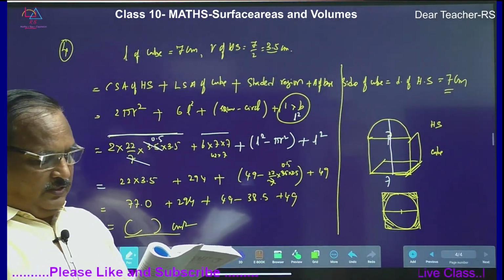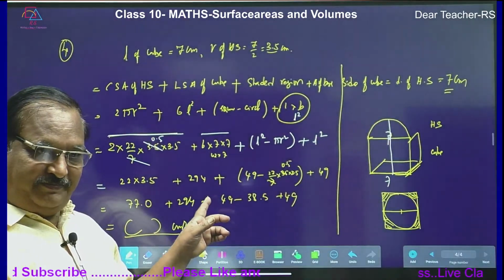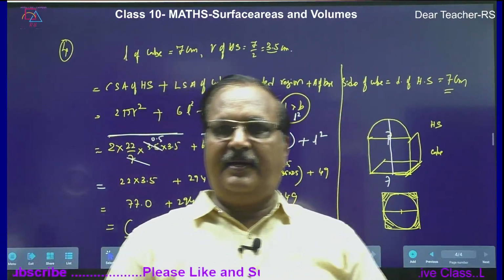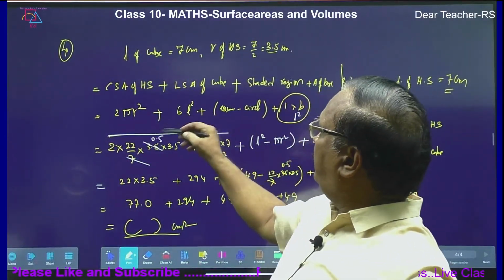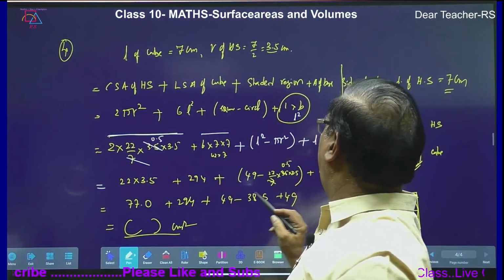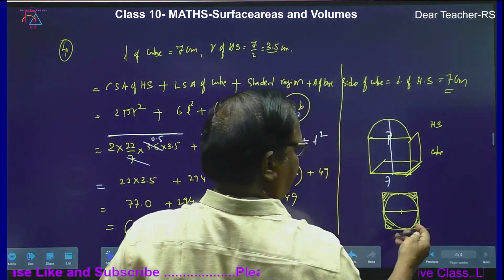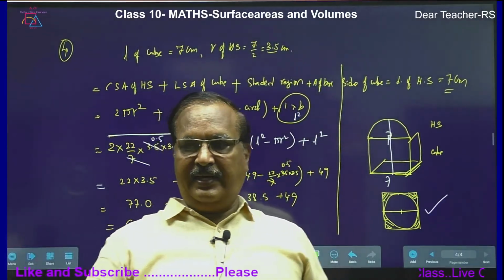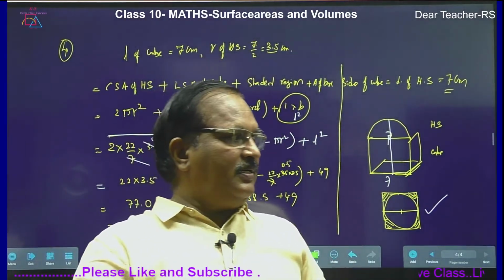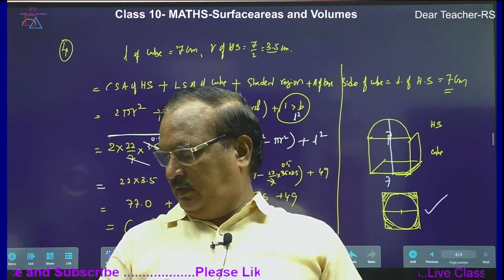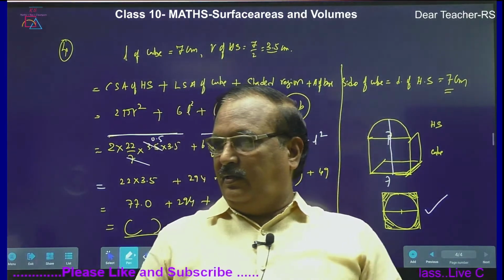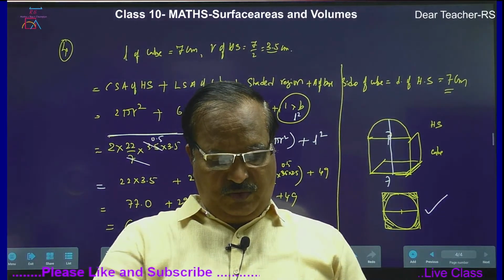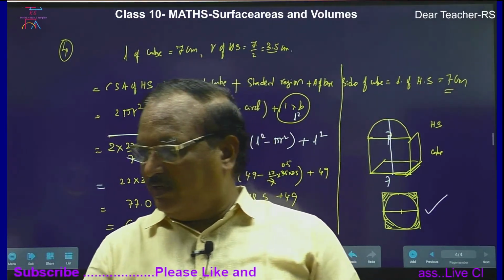Got it? So it is a big one. It is a little bit complicated, but all formulas are very easy unless you do not understand this. This is very crucial for this cube. Unless you see that, you can't do it. So that's it. Let us go to question number 5 also.